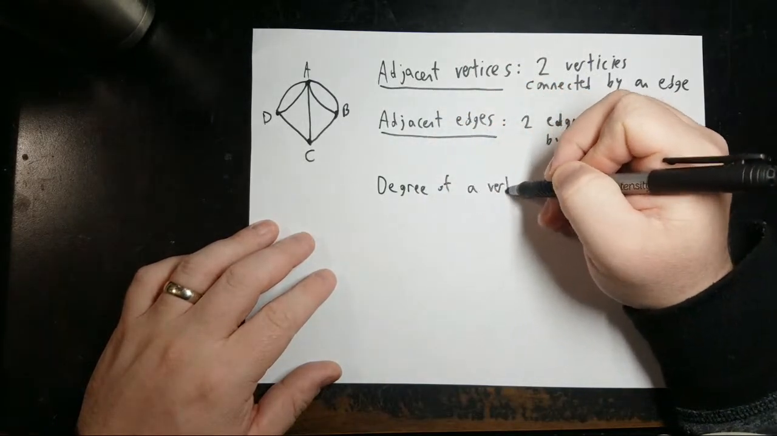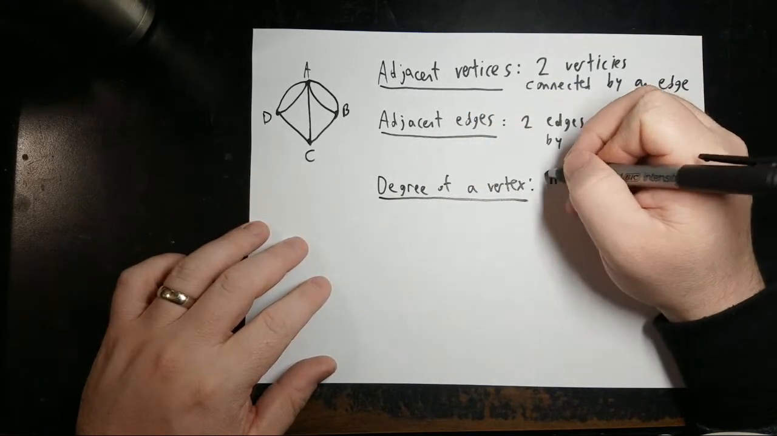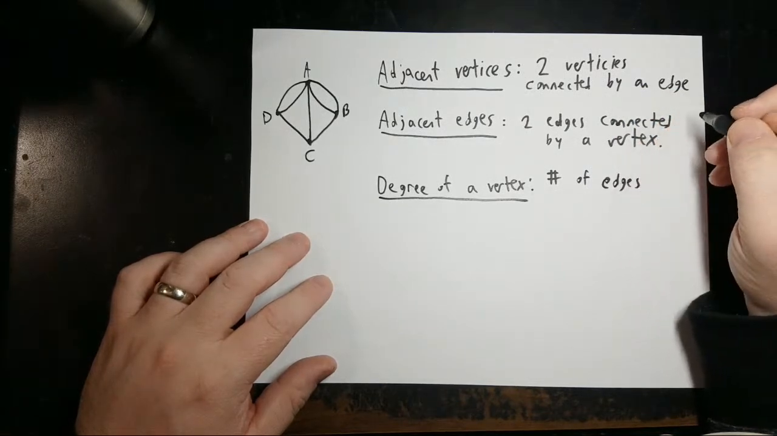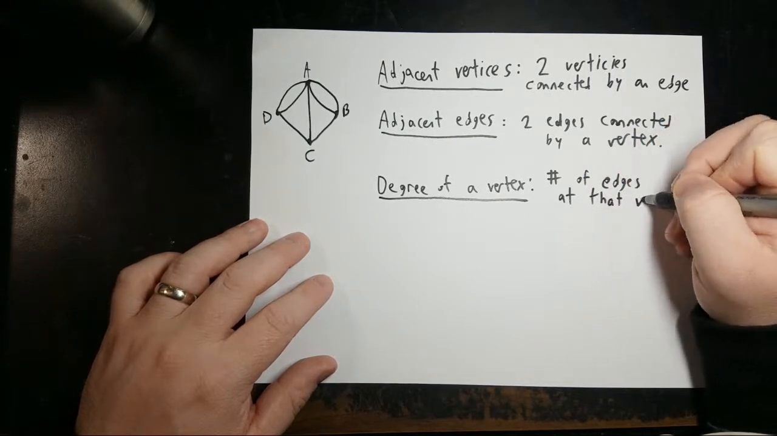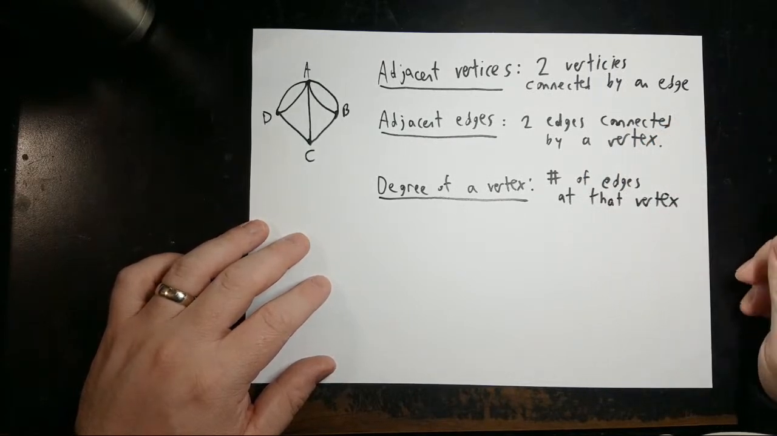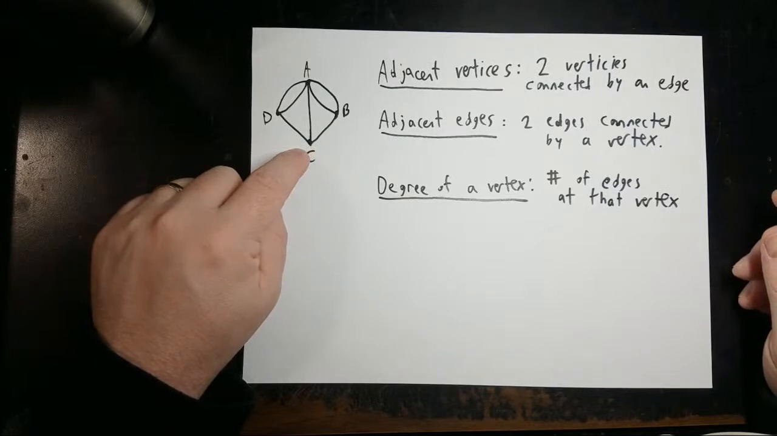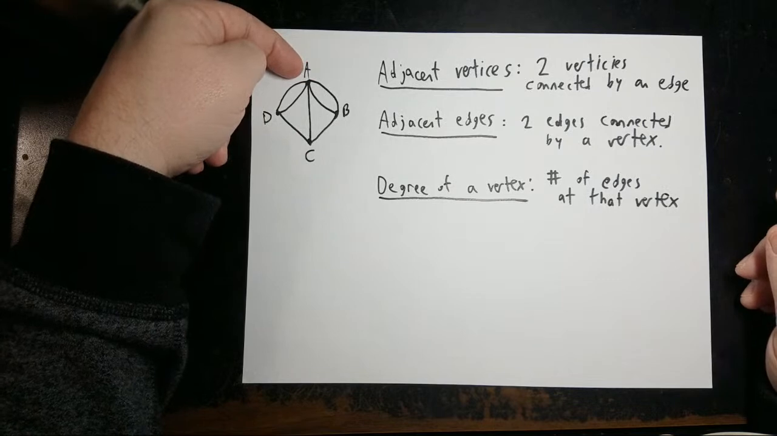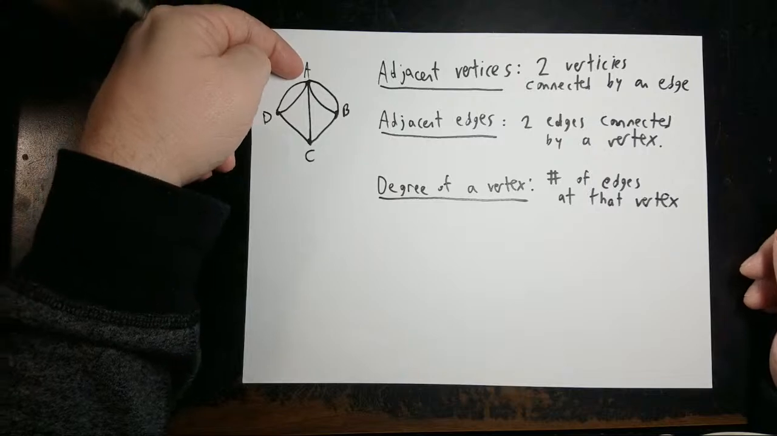Degree of a vertex. The degree of the vertex is the number of edges at that vertex. So, for example, C, the degree of C is 3 because it has 3 edges connected to it. The degree of A is 5 because it has 5 edges connected to it. That's going to come into play later. That will definitely come into play later.